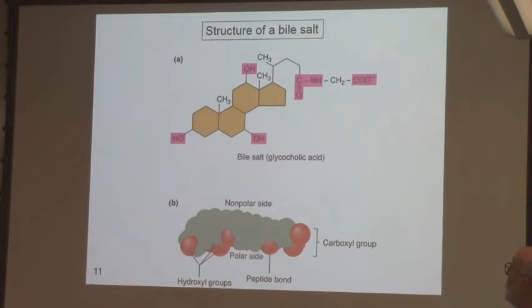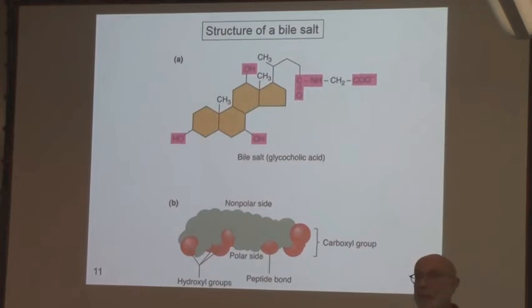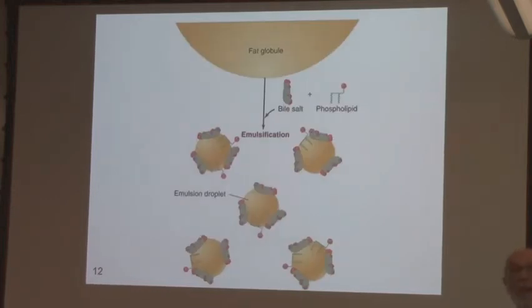Bile is a derivative of cholesterol. It's a detergent-like molecule. It's got a non-polar side and a polar side. It's amphipathic. It acts like a detergent. It solubilizes fat, and that's what it's for, the digestion of fat. So let's talk about the digestion of fat. We're transitioning from anatomy to physiology now.